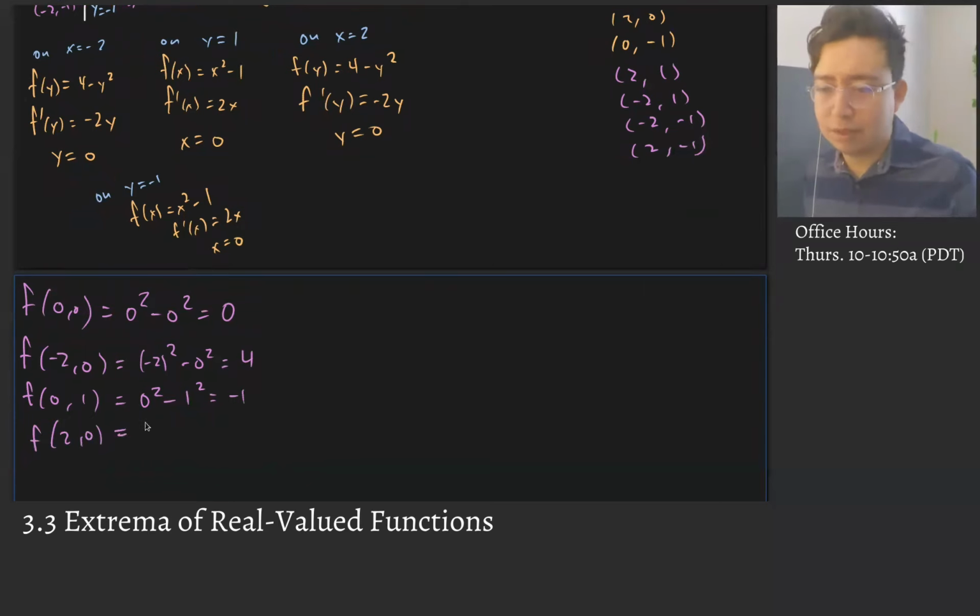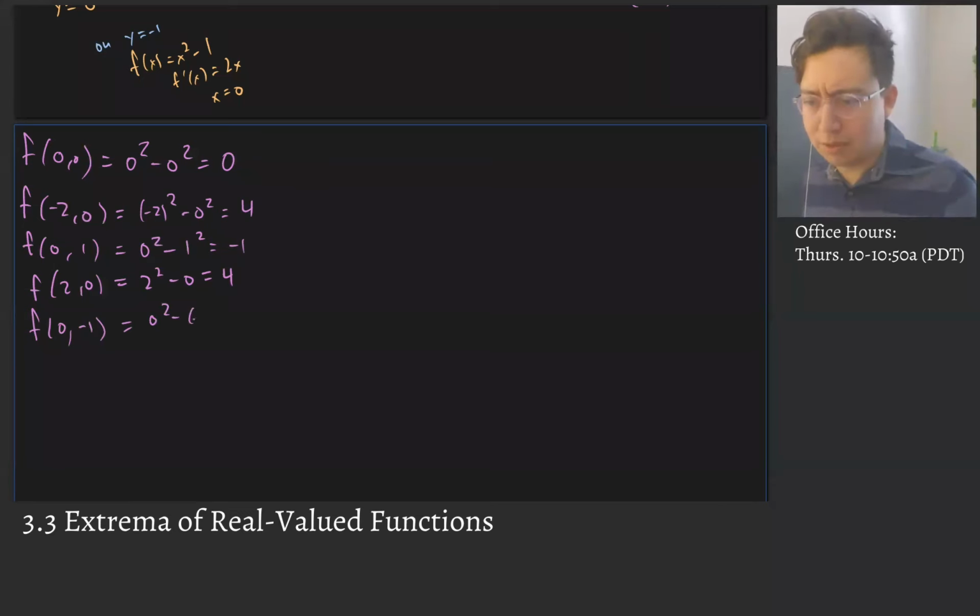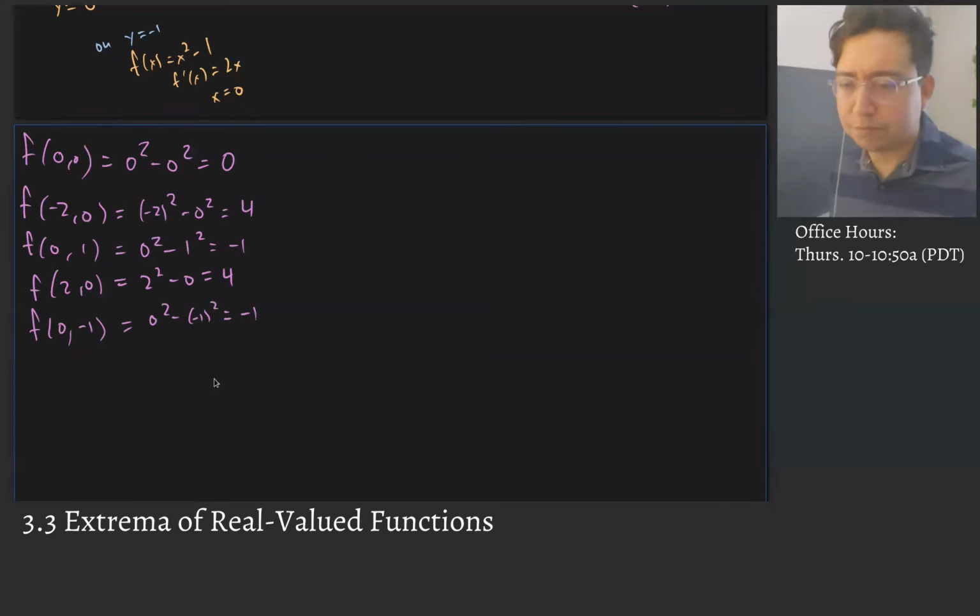A lot of these are going to be repeats, right? Because there's a lot of nice symmetries to this function, which is why you're seeing a lot of the same arithmetic come up multiple times. So we again get 0 squared minus -1 squared, which is again -1. Okay. So that's up to here. Now we just check the corner points. So we have f of 2, 1, which is going to be 2 squared minus 1 squared, which is 3.